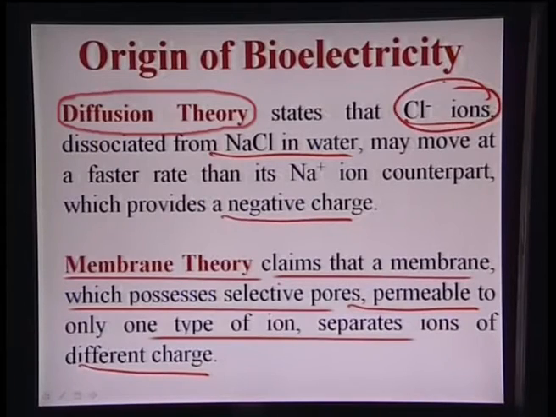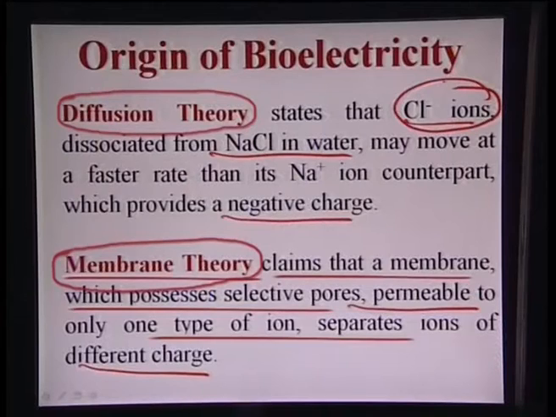The other school of theory is the membrane theory, which claims that a membrane which possesses selective pores permeable to one type of ion separates ions of different charge. Here one must remember that the cell is enclosed by a lipid bilayer, and each organelle, for example mitochondria or even the nucleus, is also enclosed by a bilayer.